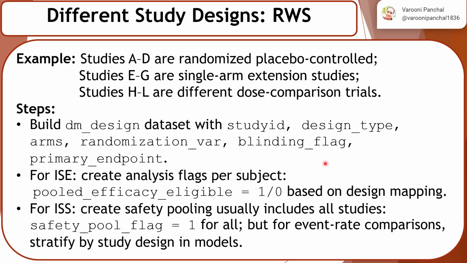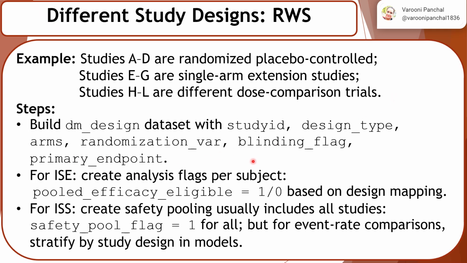Blinding flag, whether it's a blinded study, not blinded, or a double blinded study. So here what you can do is represent the flag as 0, 1, 2. So 0 could represent not blinded, then 1 could be blinded, and 2 could be double blinded, right? So those kinds of flags depend on what the requirement of the study is, and on the type of studies that you're trying to merge in ISS and ISE study. Then the primary_endpoint.